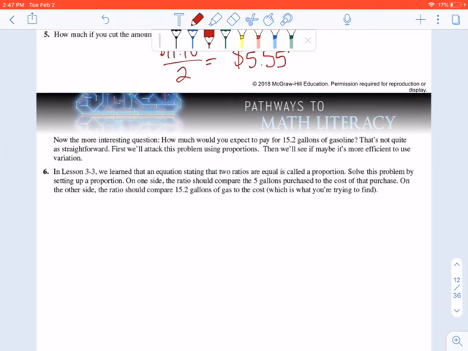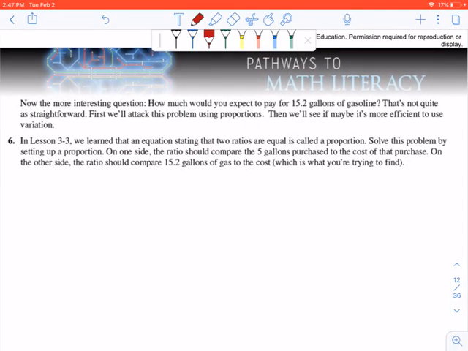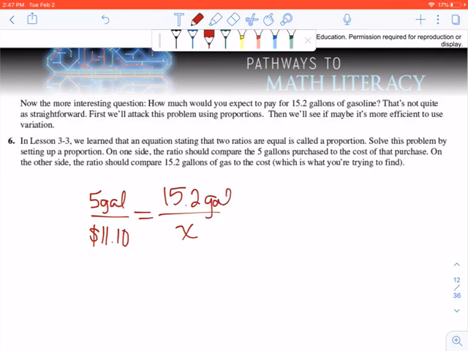Okay? So now let's look at another type of question. How much would we expect to pay for 15.2 gallons of gas? So that's not quite as straightforward. So let's attack this problem using proportions, and then we'll see if maybe it's more efficient to use variation instead. So let's use our original rate: we paid $11.10 for 5 gallons. So we want to know what we would pay, that's my x, for 15.2 gallons. Remember, with a proportion, we have the same thing in the numerator, the same thing in the denominator.